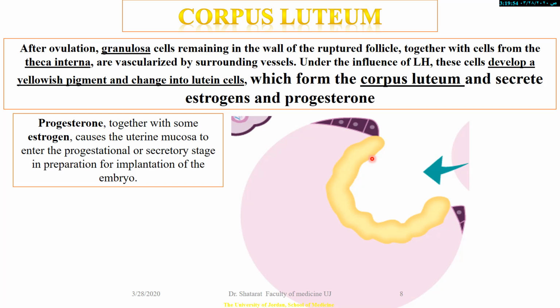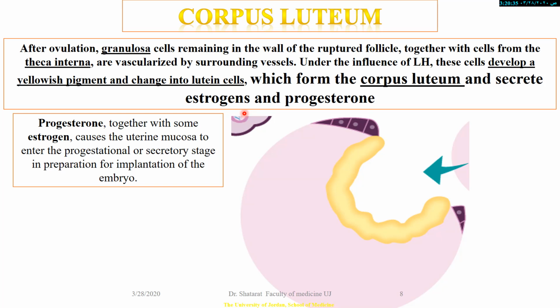The ruptured follicle means bleeding. So they are vascularized by surrounding vessels nearby, and under the influence of LH, these cells develop a yellowish pigment and change into lutein cells. And the name luteinizing hormone comes from this structure, lutein cells, which form here the corpus luteum. Corpus means body. Corpus luteum, and secrete estrogens and progesterone, mainly estrogen here, and then we will talk about progesterone.